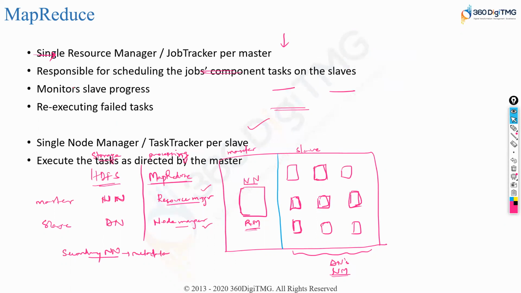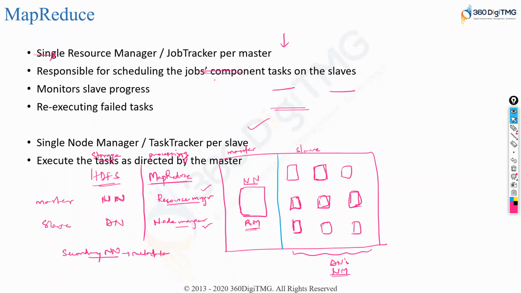So I was trying to give this breakup. We'll have a single resource manager, right? That is your master. For one master, you'll have one resource manager. And this is responsible for scheduling the jobs on the slaves, right? And it also monitors the node manager, that is nothing but your slave's progress, right?